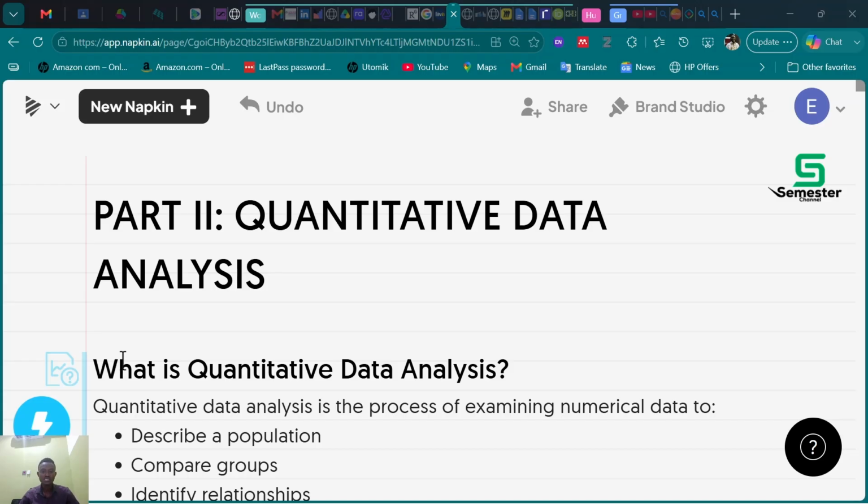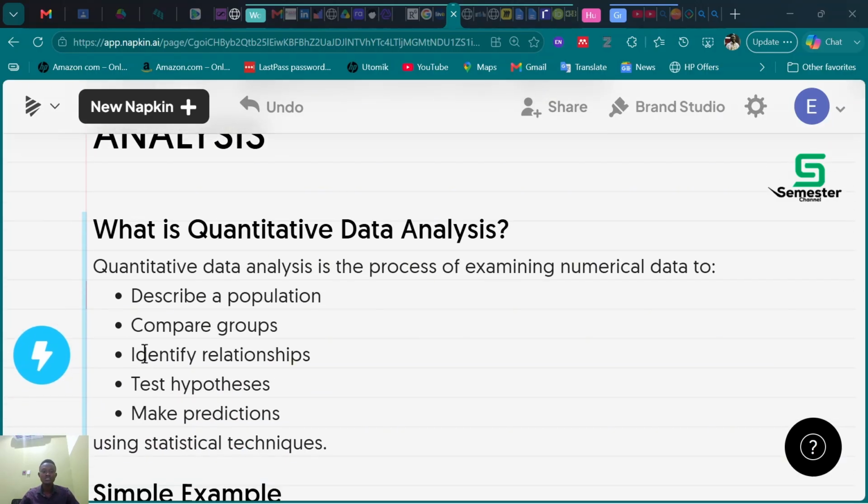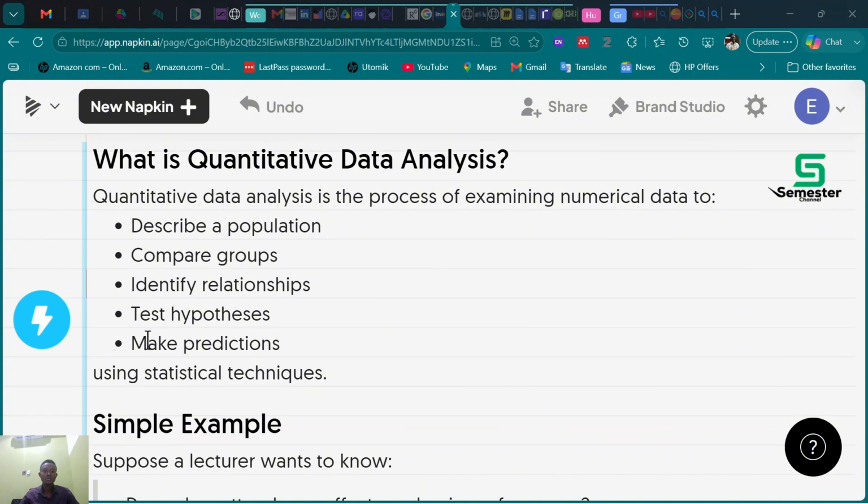So quantitative data analysis, basically we are looking at numerical, right, numbers. So what is quantitative data analysis? It's a process of examining numerical data to describe a population, to compare groups, to identify relationships, test your hypothesis. That was in your chapter 1, right? Make predictions using statistical techniques.